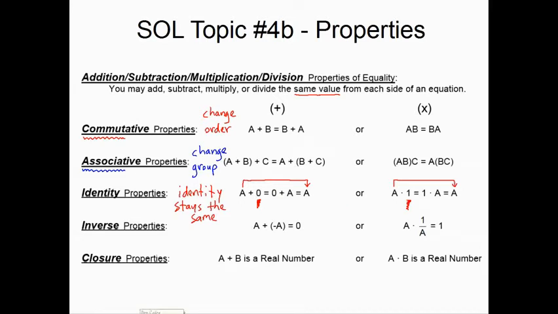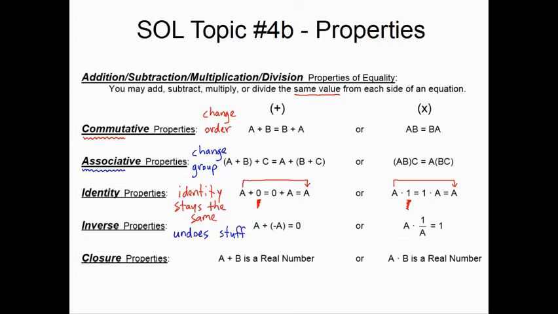As opposed to the inverse property, inverse undoes stuff. If we add two opposites, A and negative A, they cancel each other out and we get that additive identity 0. If we multiply two reciprocals, A and 1 divided by A, they cancel each other out by multiplication and we get that multiplicative identity. So inverse property, they undo things. Depends on if we're adding opposites or if we're multiplying reciprocals.